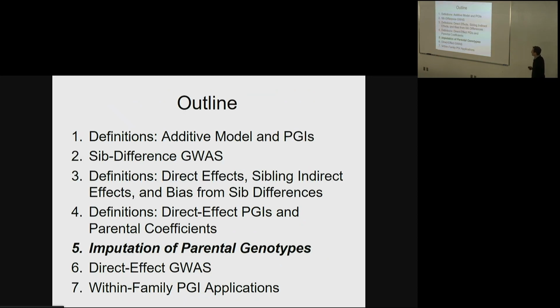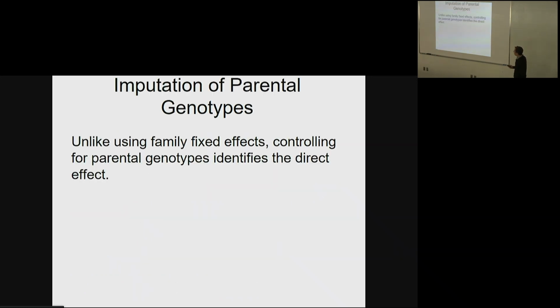Okay, so now I want to come back to sibling data and ask, if the thing we want to do is really control for the parental genotypes, and not do the sib difference model because we want to eliminate the bias, is there something we can do with the sibling data? And the answer is yes, we can use this imputation that's come up a few times at the conference. So let me just talk about that for a few minutes.